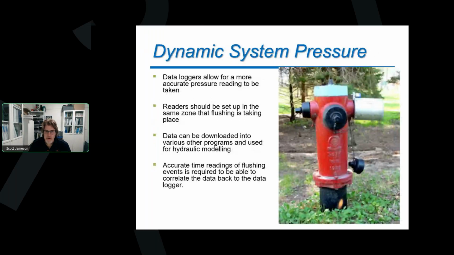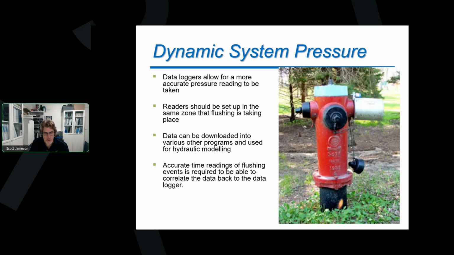If we want to be very, very accurate with this, we can use data loggers that we can attach to hydrants, and these will digitally read the pressure constantly. And then we can go back and download the information out of these, and we can look and see, hey, when I did that flush, what was the pressure at this zone or this section of the water system.